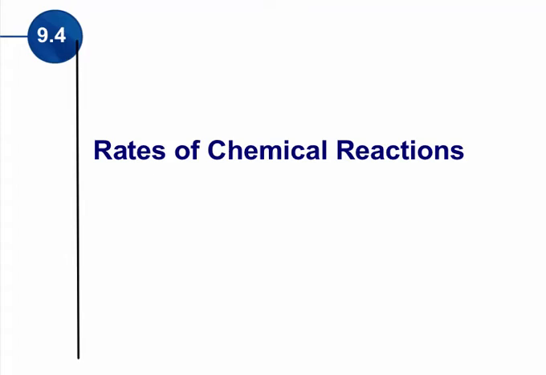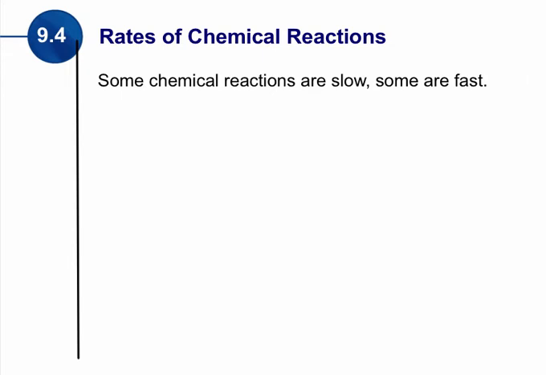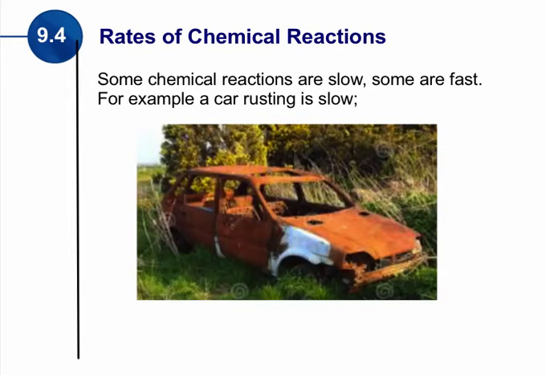So let's look at the rate of a chemical reaction. When we have a chemical reaction, sometimes these reactions are slow and sometimes they are fast. Depending on the type of reaction we have, the speed or the rate is very, very important. So if we had a car, for example, we want that car to rust very, very slowly. We don't want that car to rust in weeks or months. We want it to last 10, 20, 30 years before it'll rust out.